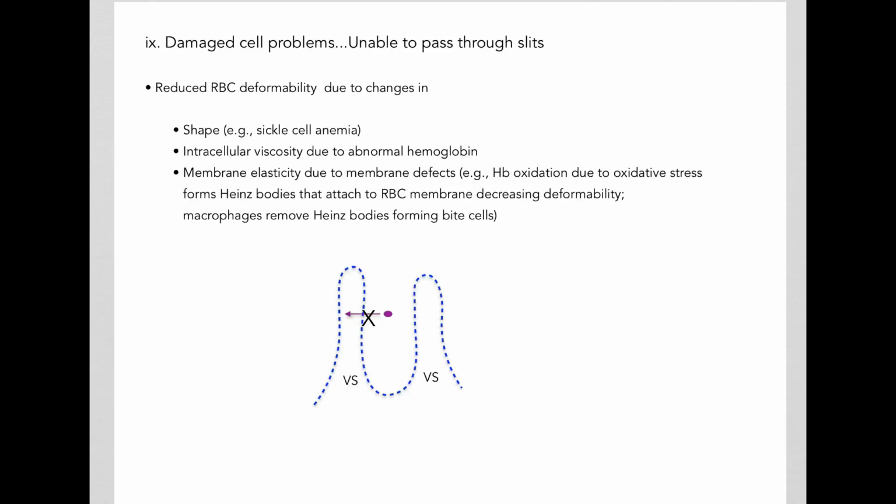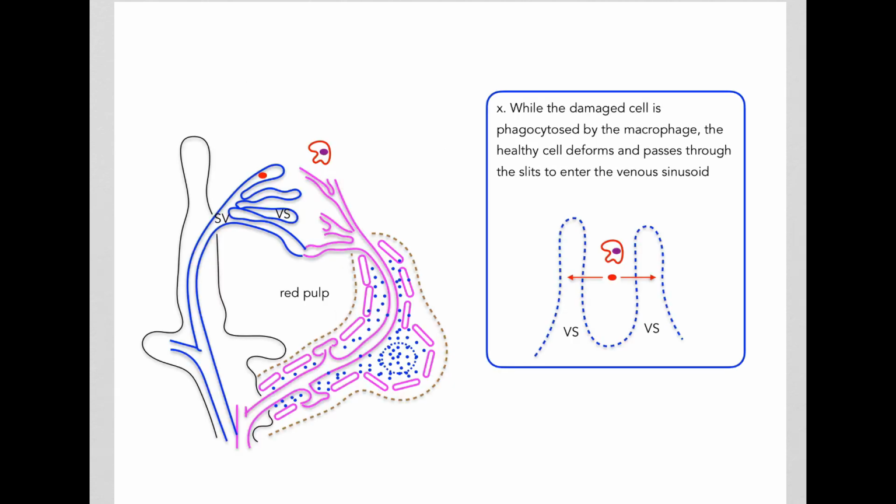So the take-home message is that an abnormal red blood cell, a damaged or old red blood cell, basically will be phagocytosed in the splenic cords. They will not be able to go back into the general circulation. While the damaged cell is phagocytosed by the macrophages in the splenic cords, the healthy cell, which is very deformable, has no problem. It will simply enter the splenic cord, go through this slit by deforming, and then enter the venous sinusoids.